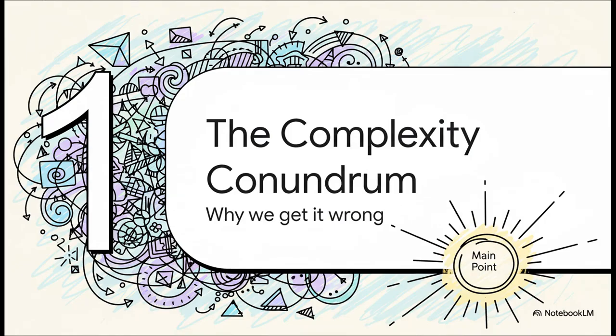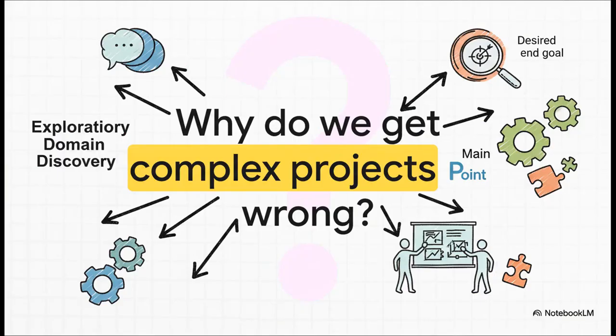So, first up, the complexity conundrum. I think this is a problem that's going to feel, well, very familiar to anyone who's ever worked on a big project. I want to kick things off with a question that I am pretty sure we have all asked ourselves at some point, right? Probably after a really long meeting or a project that just completely went off the rails. Why do we get these huge, messy, complex projects so wrong so often?